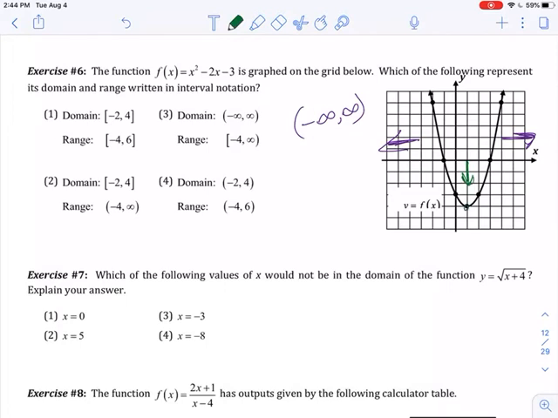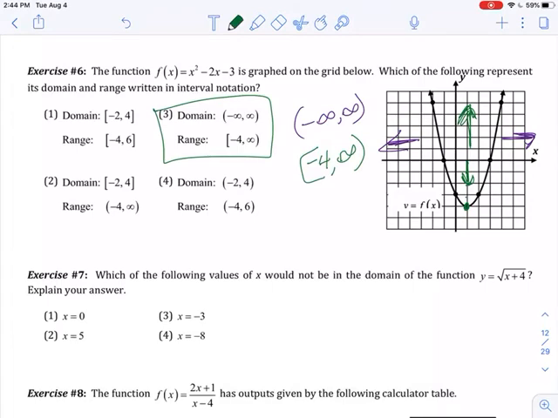Range. Is there a lowest y value? So I'm looking down. Yes, there is. 1, 2, 3, -4. Highest y value? No. So it's going to be -4. I am including -4, but there is no highest y value. So that would be choice 3 right here.